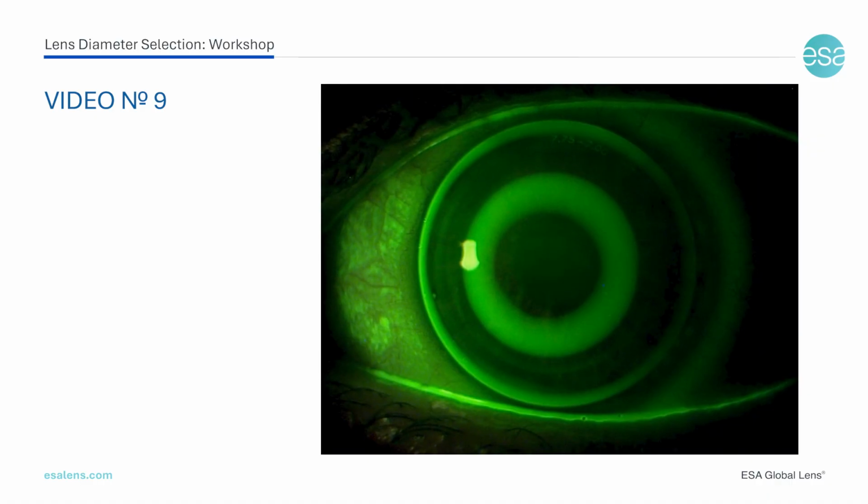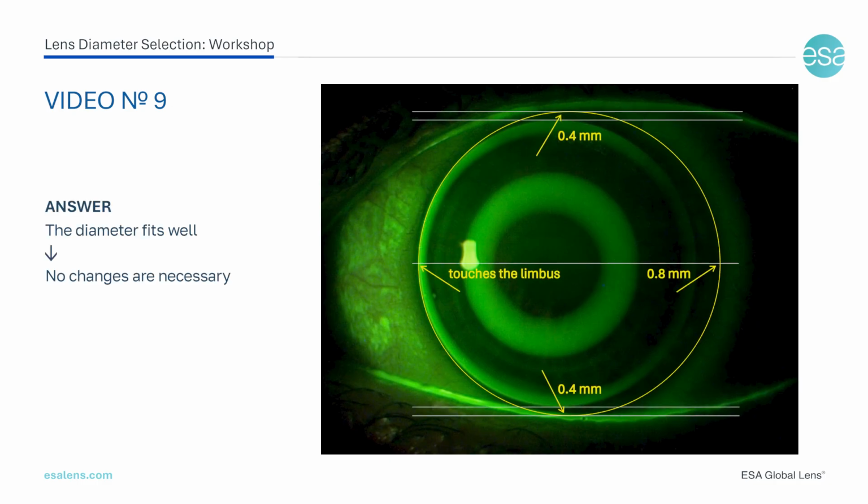What do you think of the diameter of this lens? What is your proposed action? At first glance, the lens might appear small, but the diameter is actually appropriate. No changes are necessary. This is a very round cornea.